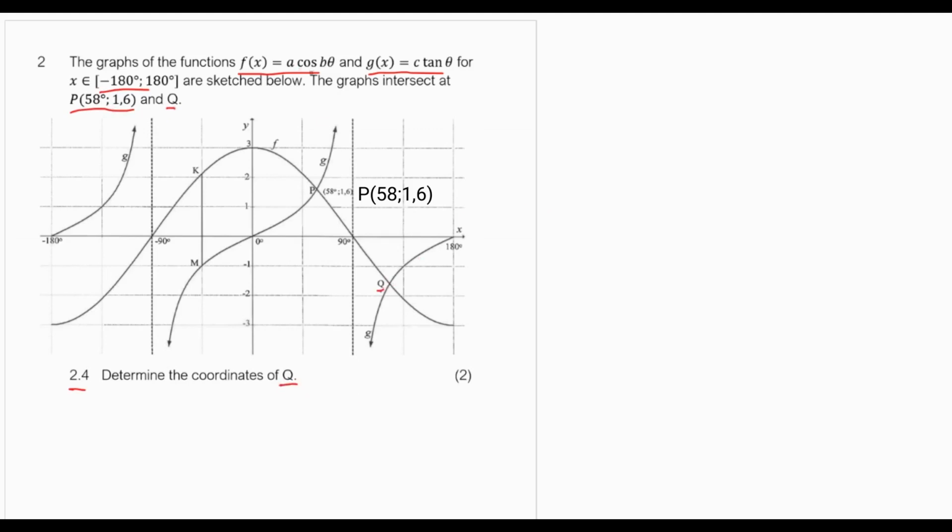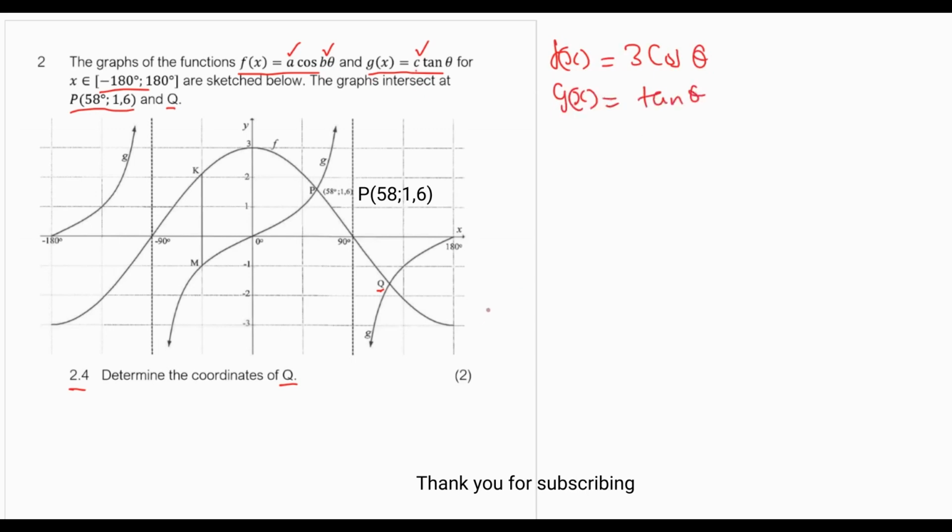But in the previous questions, we have managed to find the value of A and the value of B and even the value of C. So we found that A is 3 and then B is 1, meaning that f of x is equal to 3 cos theta. Then C is 1, so meaning that g of x is equal to tan theta.